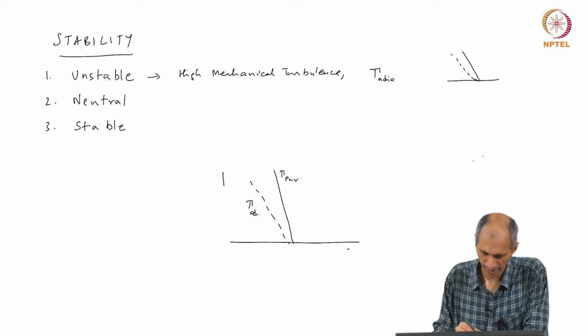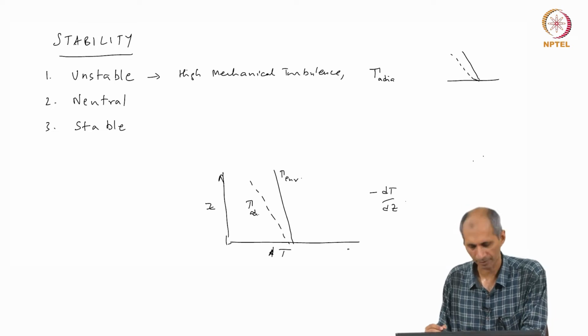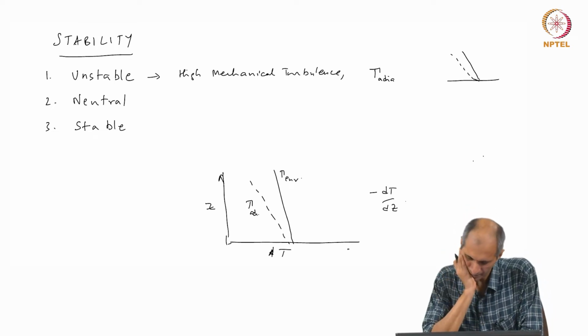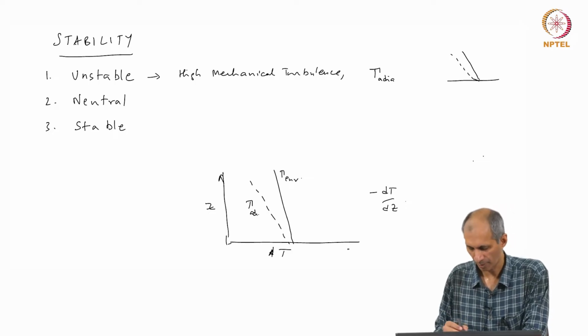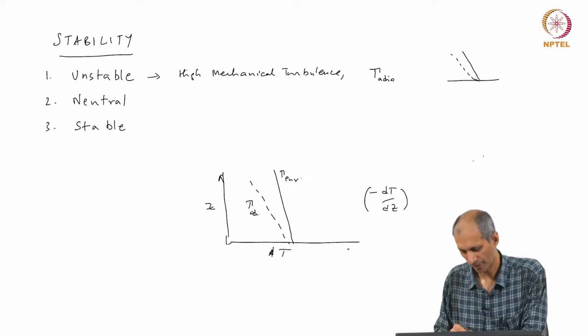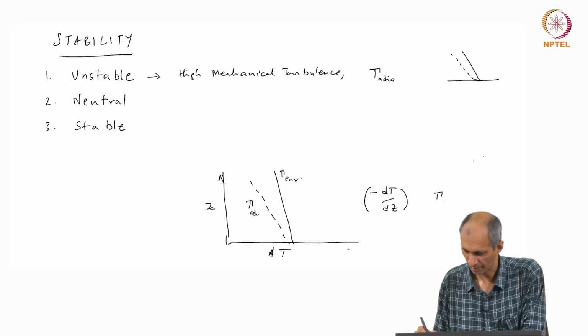So if you look at this, this is temperature and this is height. So minus dT by dz. If you plot the temperature as a function of height, dT by dz, where this is on the y axis and this is on the z axis, the negative slope of this, there is a greater temperature decrease. So it is essentially this T adiabatic is greater than T environmental.